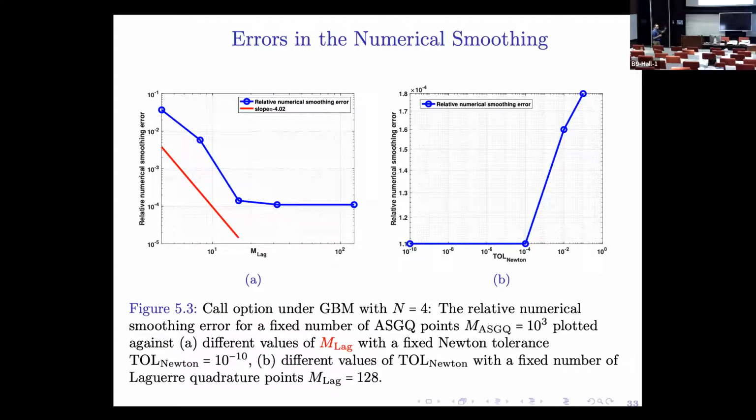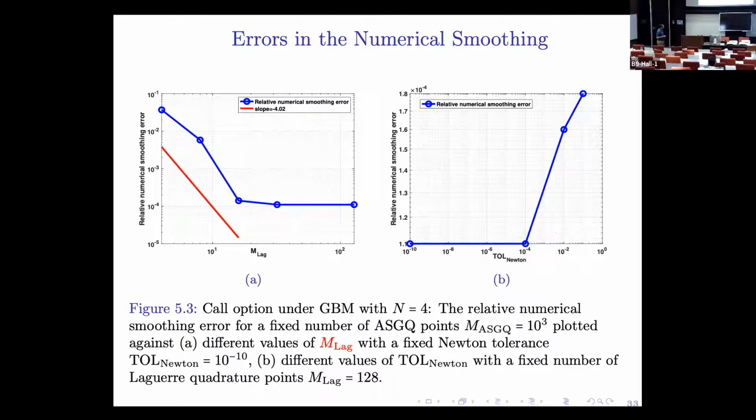So I'm overkilling the Newton tolerance to just see the effect of the pre-integration. And you see that with few points, less than 10, you can get a relative error below 1%. And even with something around 16, you can get 10⁻⁴ in relative sense. And the same observation holds here for the error coming from the Newton iteration.